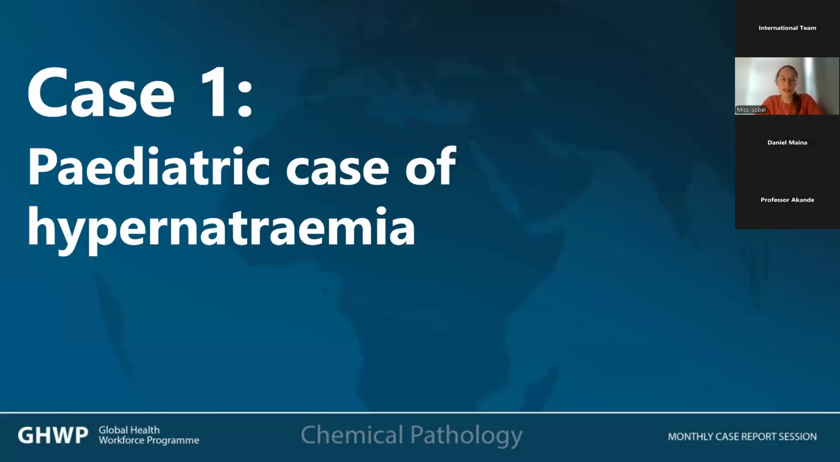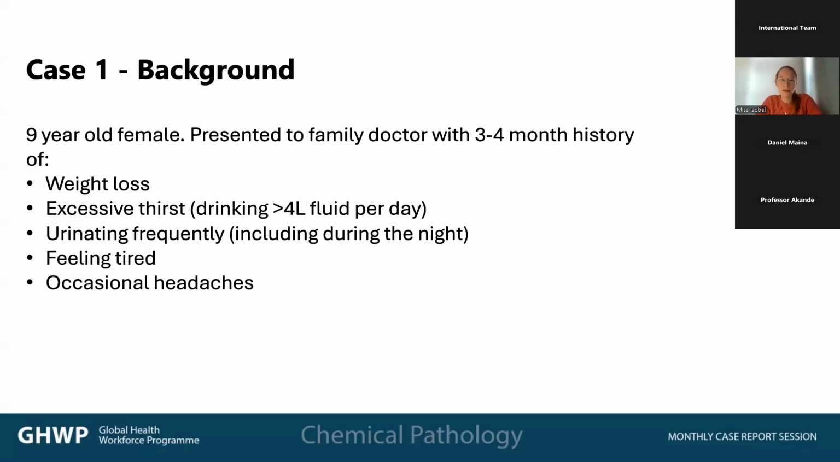So firstly, case 1 is a pediatric case of hypernatremia. Just a bit of background about this patient. It was a 9-year-old female. She presented to the family doctor with a 3 to 4 month history of weight loss and excessive thirst. She was drinking more than 3 liters of fluid every day. Frequent urination, including during the night, which was upsetting her sleep. She complained of feeling tired and she had occasional headaches.